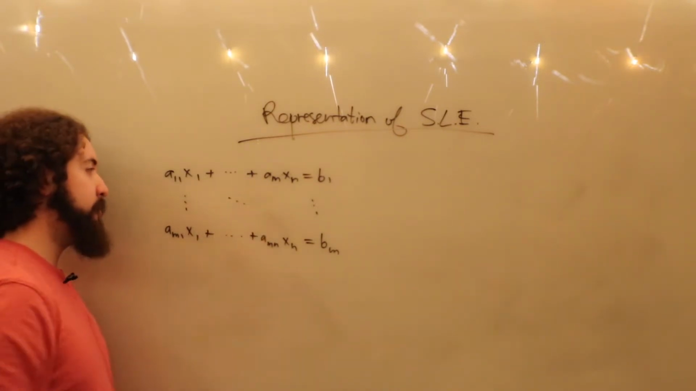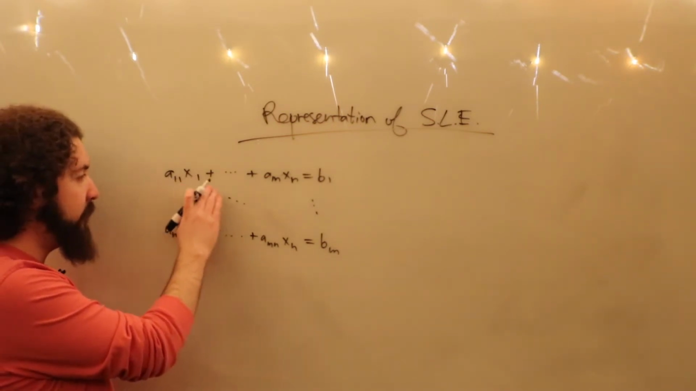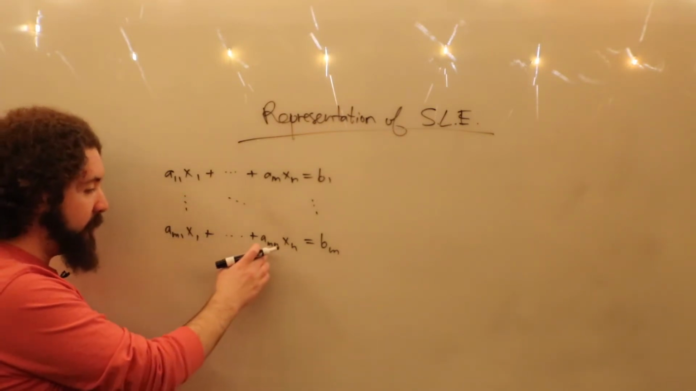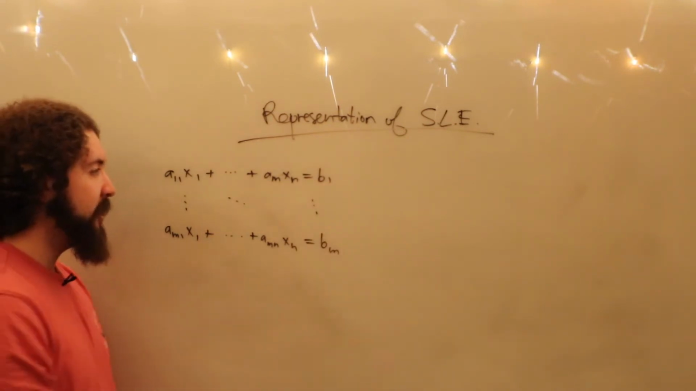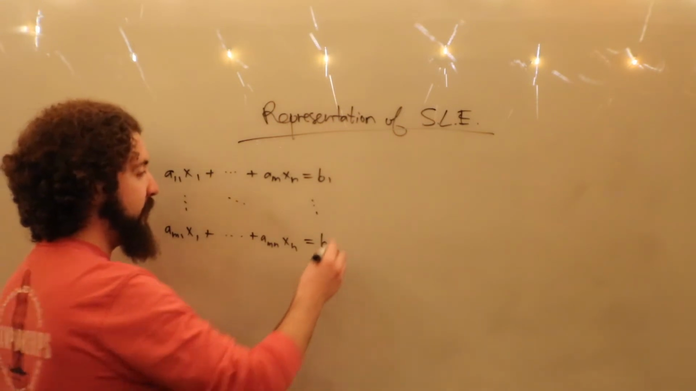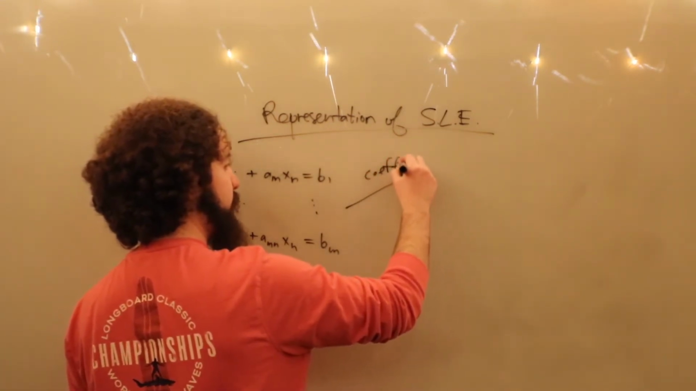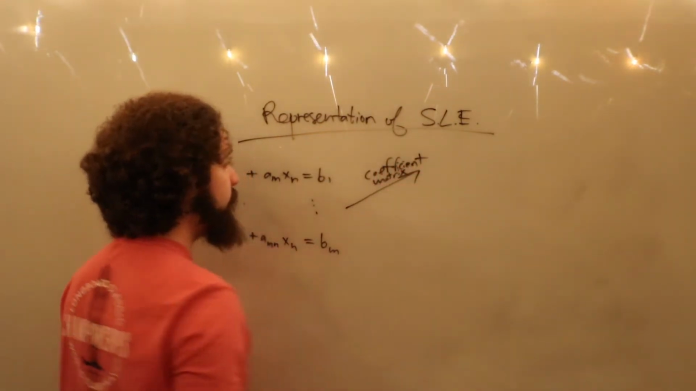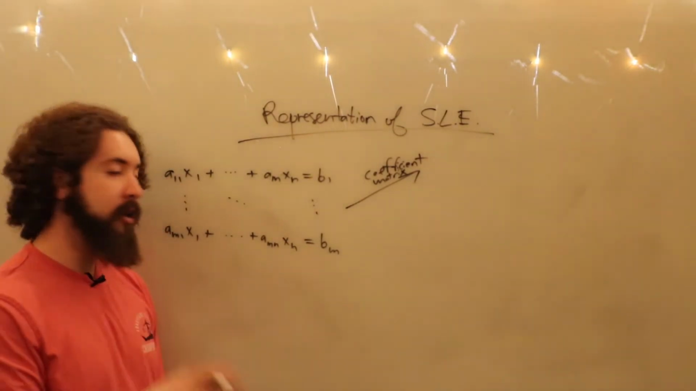So this is our system, right? We have our coefficients A11 all the way up to A1n, down to Am1 all the way up to Amn, and our constant terms B1 to Bm. And this gives rise to two different ways of representing our system. The first is as a coefficient matrix, and it's exactly what it sounds like. It's going to be a matrix with our coefficients.